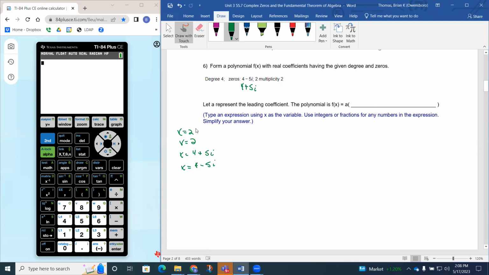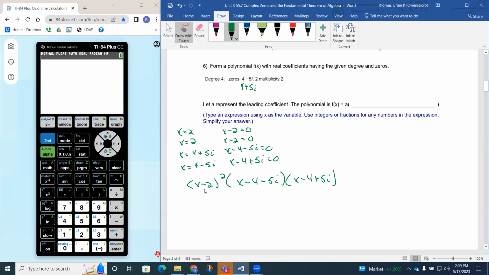If we want to write those back as factors, notice how we have to flip those back the other direction. So x minus 2 is equal to 0. Bring that over, that's going to be x minus 2. If I bring those back over, both signs are going to change. So it's x minus 4 minus 5i, and x minus 4 plus 5i. So what we have to do is multiply those factors together. So what I have is x minus 2 squared times x minus 4 minus 5i times x minus 4 plus 5i.